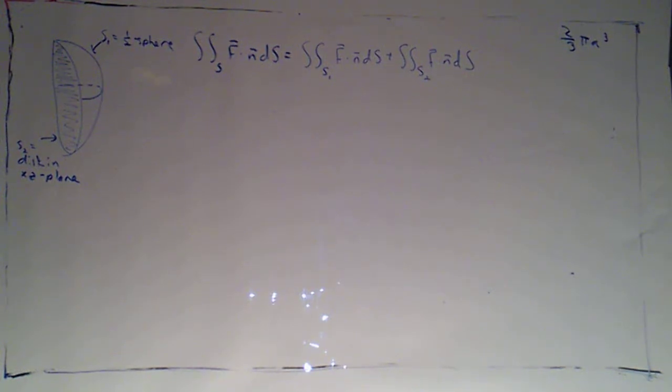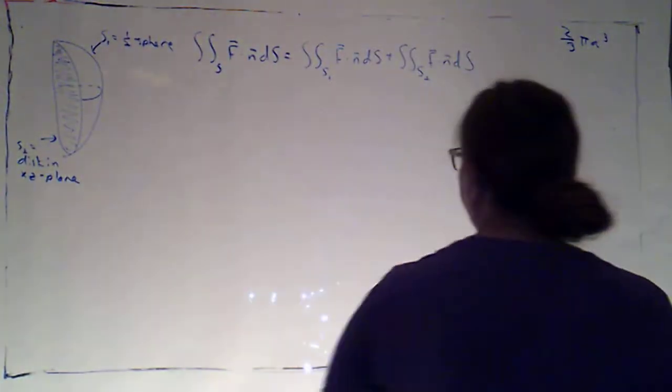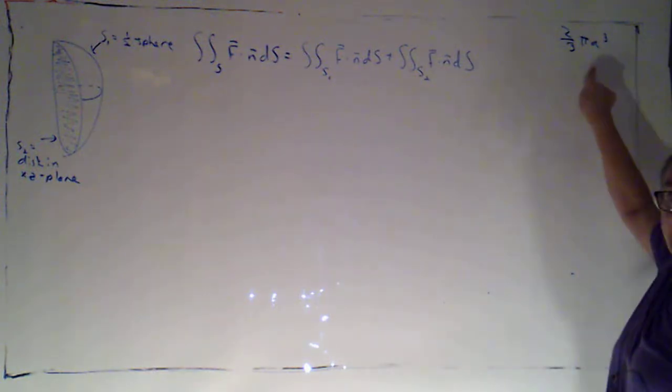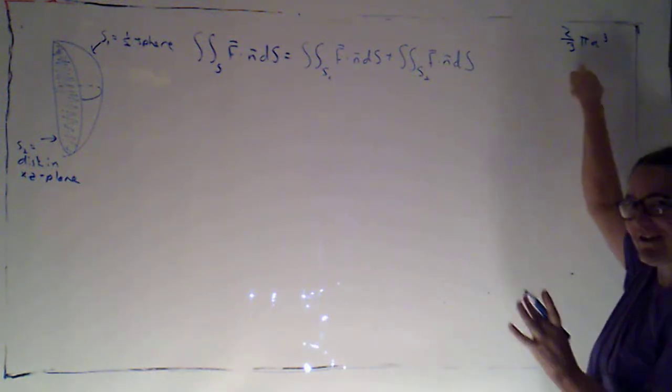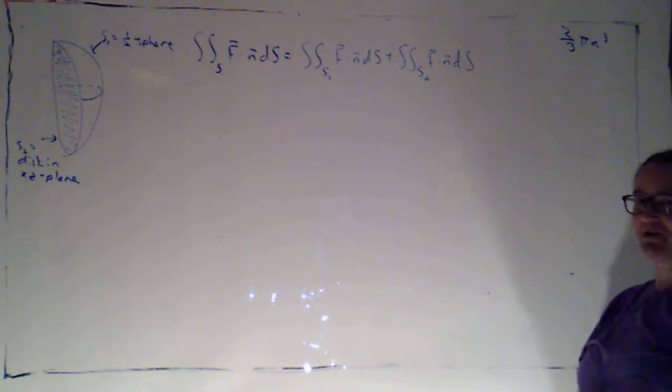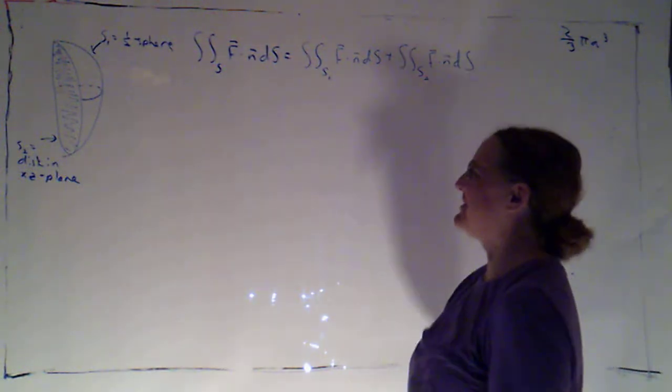Okay, I've just written down some important information for our problem. First of all, there's the answer. At least we're pretty sure that's the answer. That's what we got by doing the triple integral. We're hoping we get the same thing doing the surface integral.